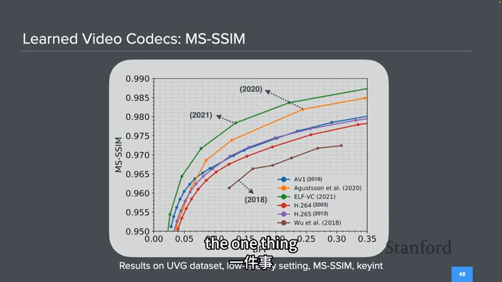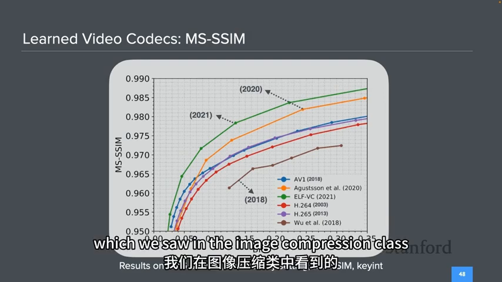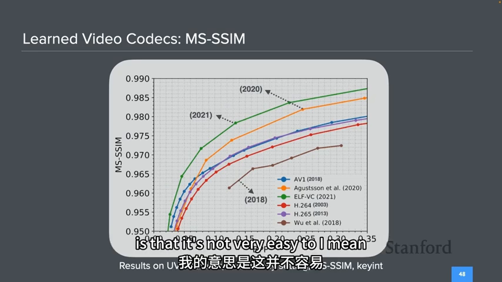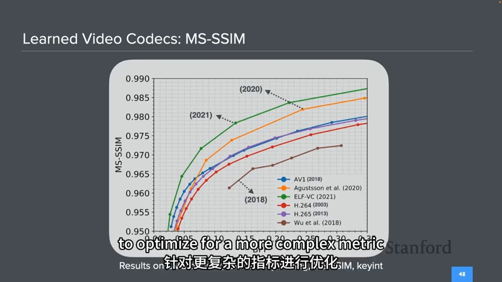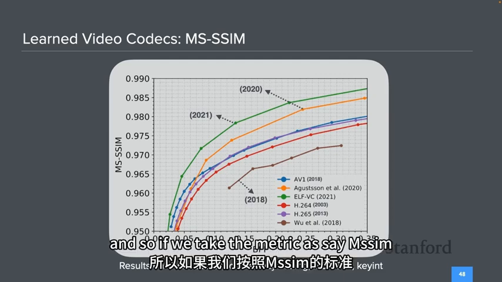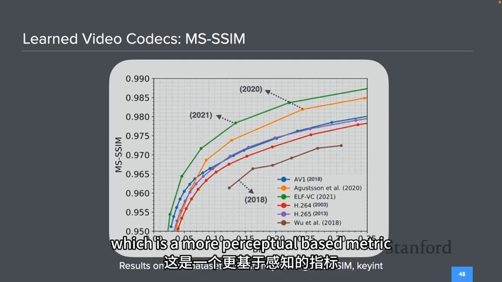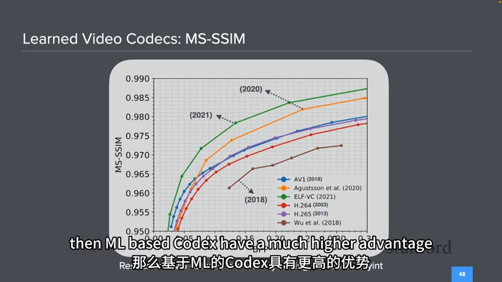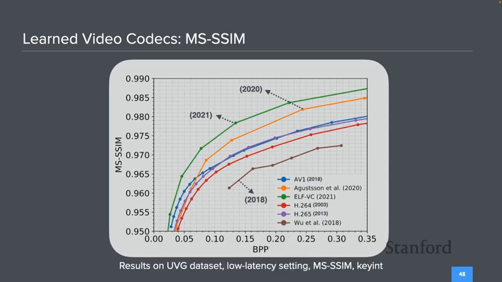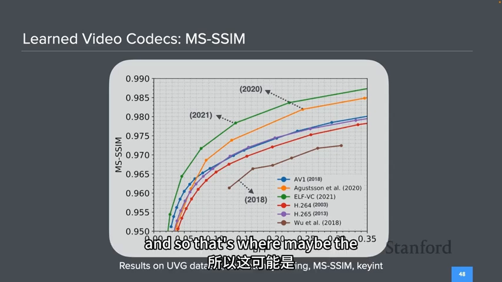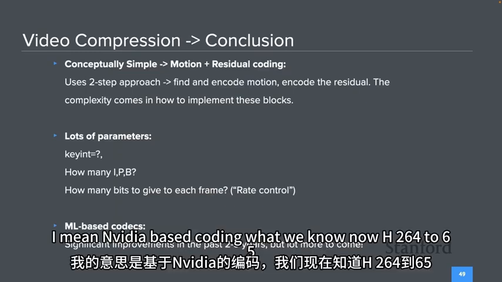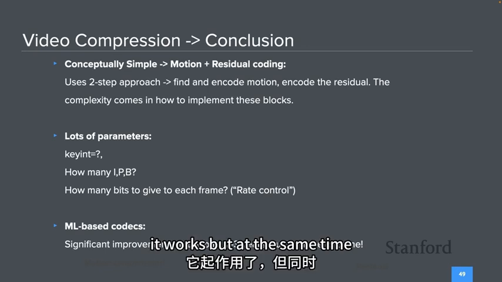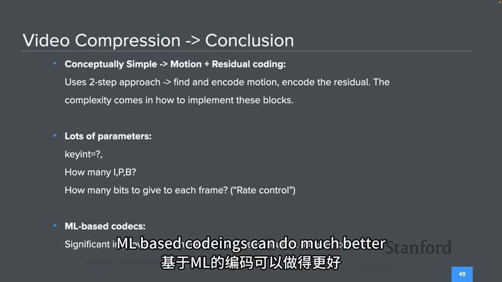At the same time, the one thing which we saw in the image compression class is that it's very easy for a machine learning based codec to optimize for a more complex metric, right? And so if we take the metric as, say, MS-SSIM, which is a more perceptual based metric, then ML based codecs have a much higher advantage and they can do much better. And so that's what we see here. And that's where maybe the future is going towards. Video coding as we know it now, H.264, H.265, is kind of simple. It works, but at the same time, ML based codings can do much better.